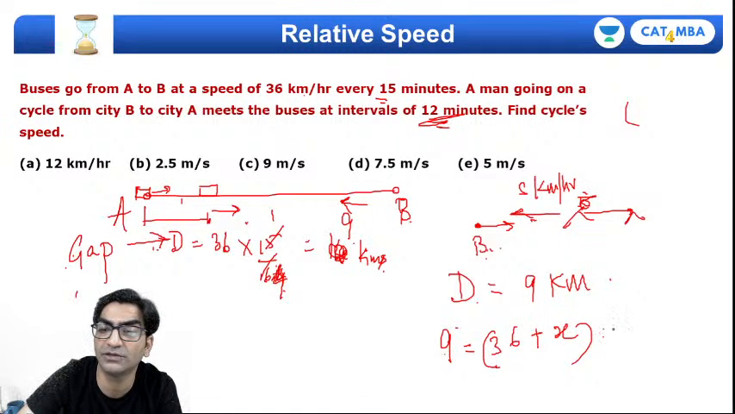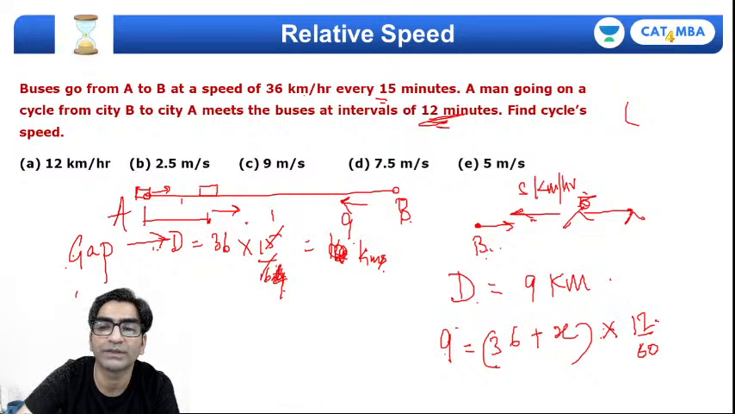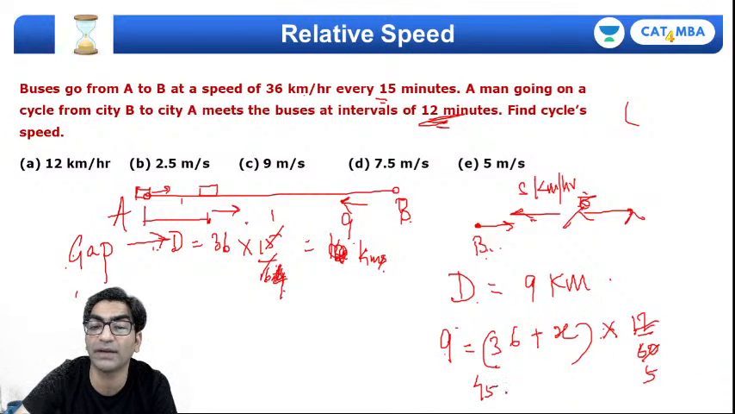Distance equal to speed into time. How much time is given? 12 minutes. What is it coming to? 1/5 of this, right? So 9 5s are 45 minus 36. I'll get x as 9 kilometers per hour, right? Is it in the options? No, it is not.